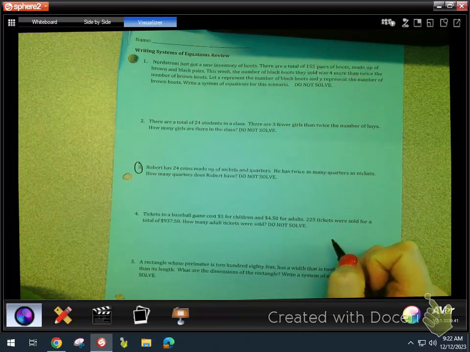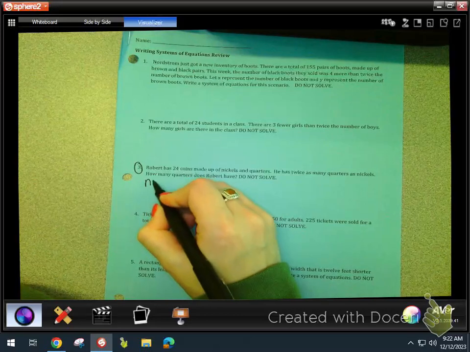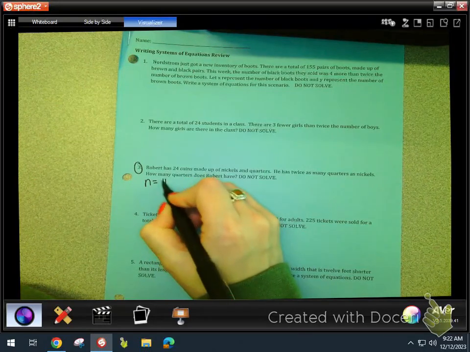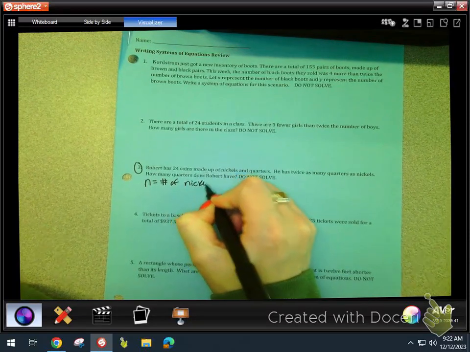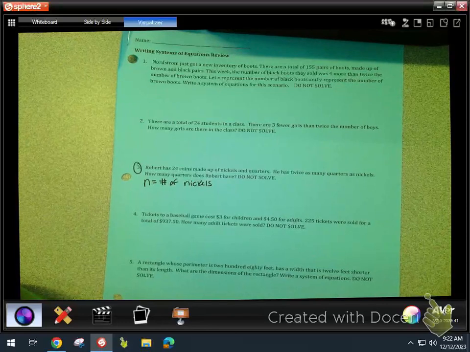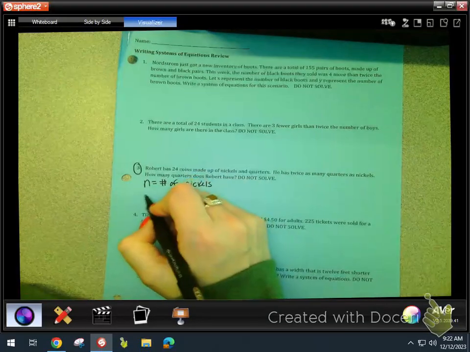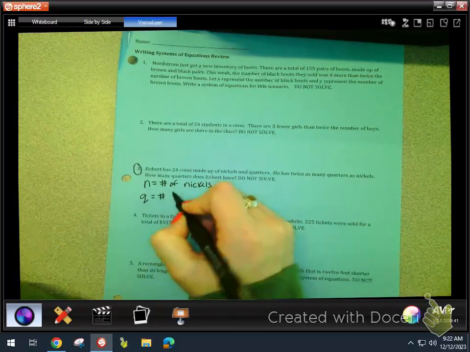So we need variables here. What are our variables going to represent on number 3? Okay, so can we use N for the number of nickels? So that's how many of those types of coins. And then the other type of coin he has is quarters.